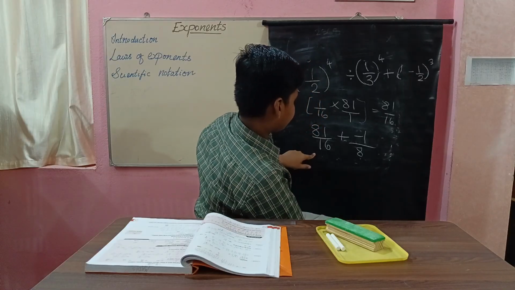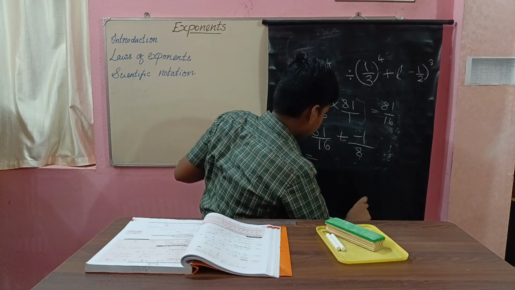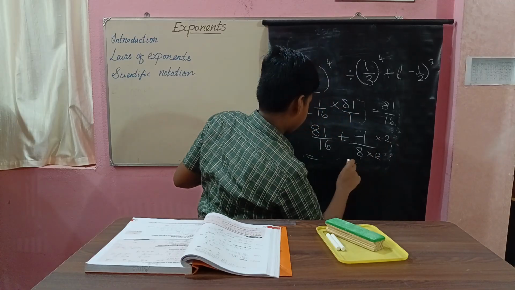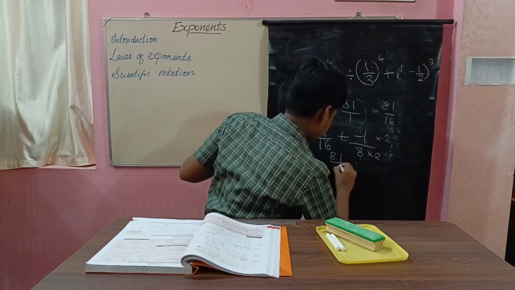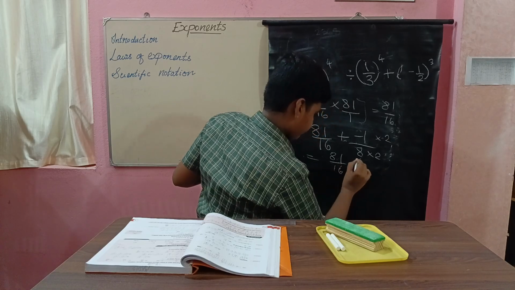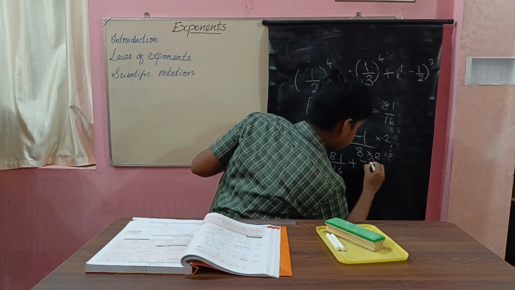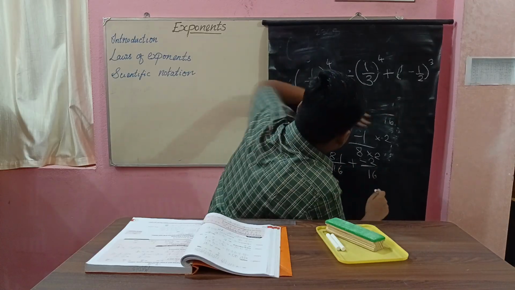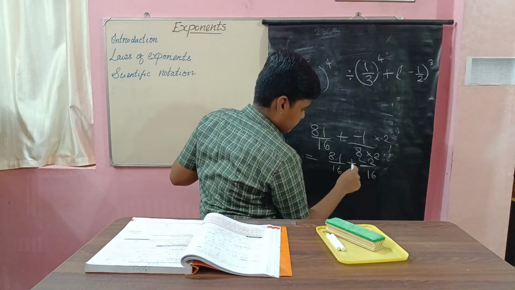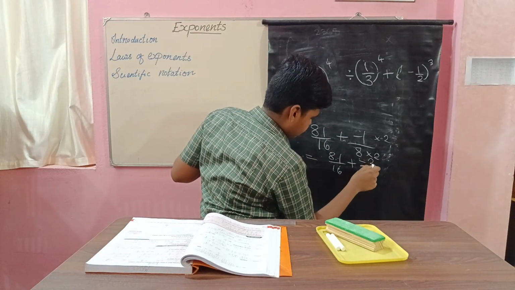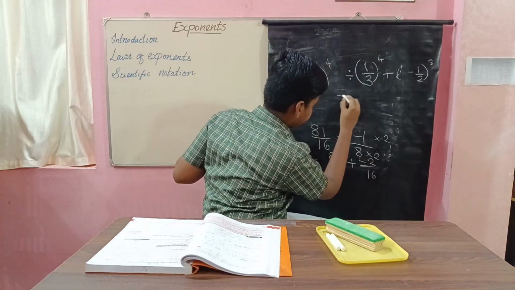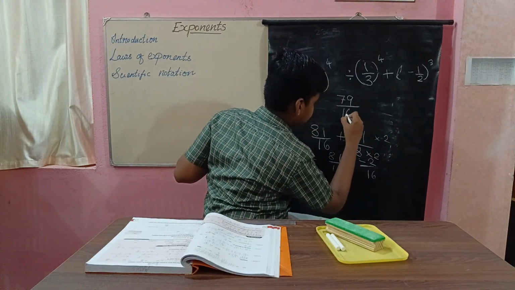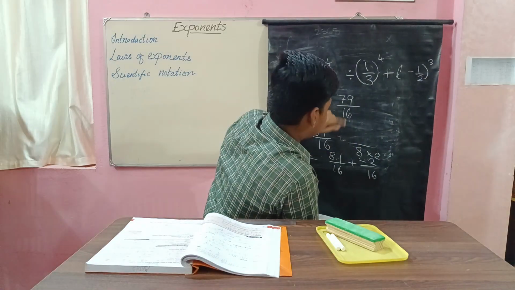So now we need to take the LCM. 81 by 16 plus minus 2 by 16. Okay, now let's take the step up. 81 plus minus 2 is equal to 79. 79 by 16. So now I got the answer as 79 by 16.